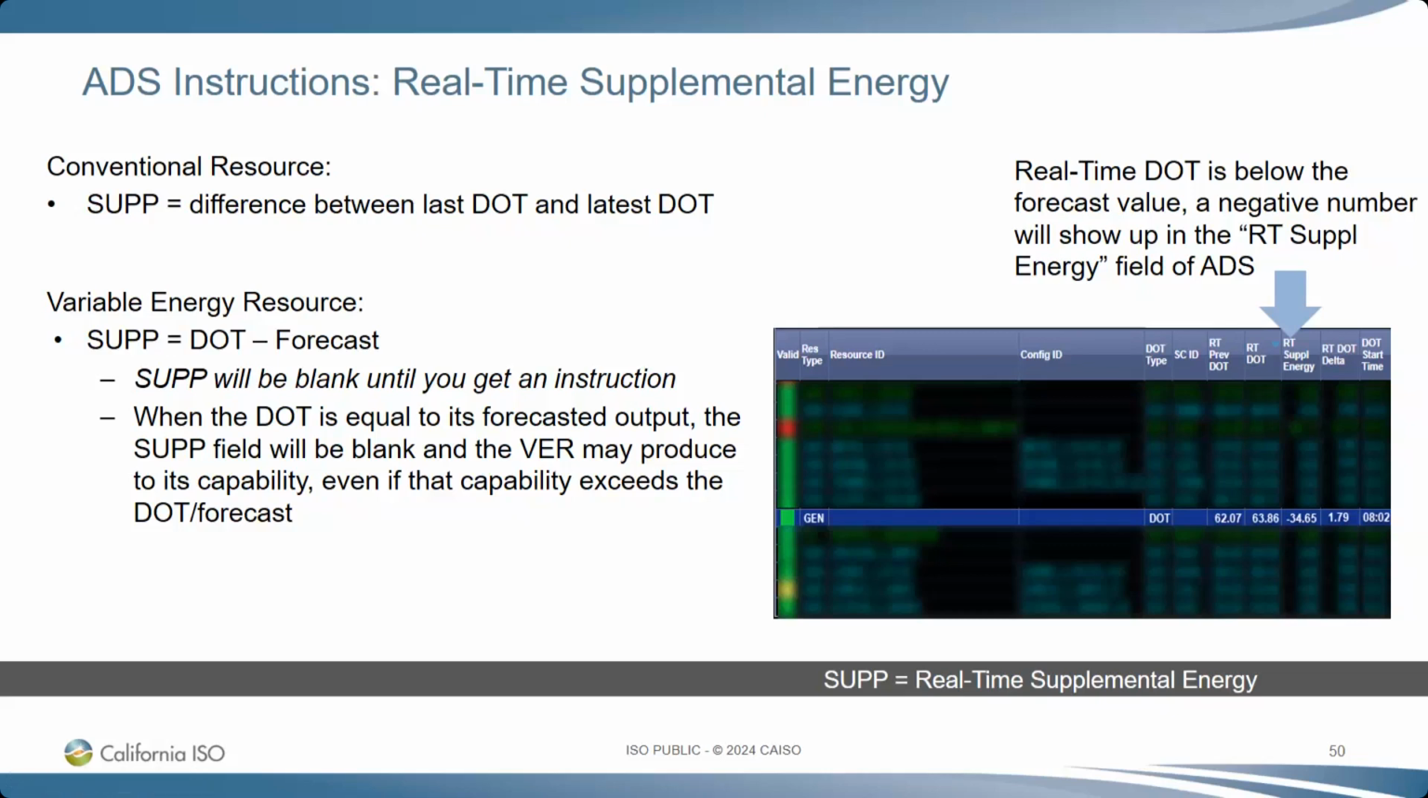So when the real-time dot is below the forecast value, there's going to be a negative number that shows up in this field on ADS. But here this is saying, we expect that the resource is not going to.